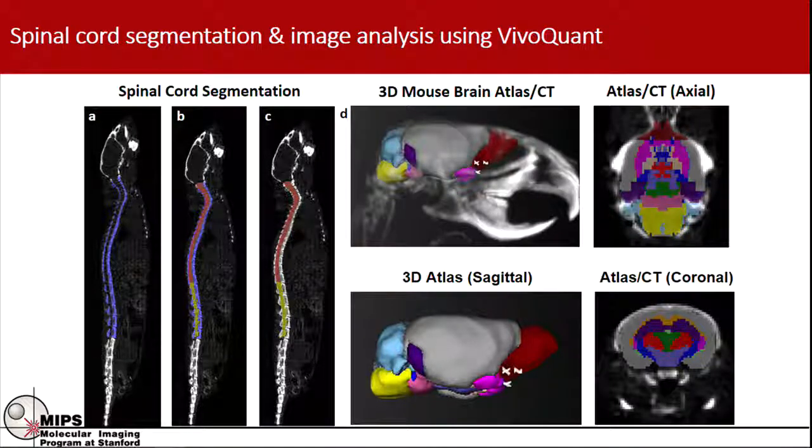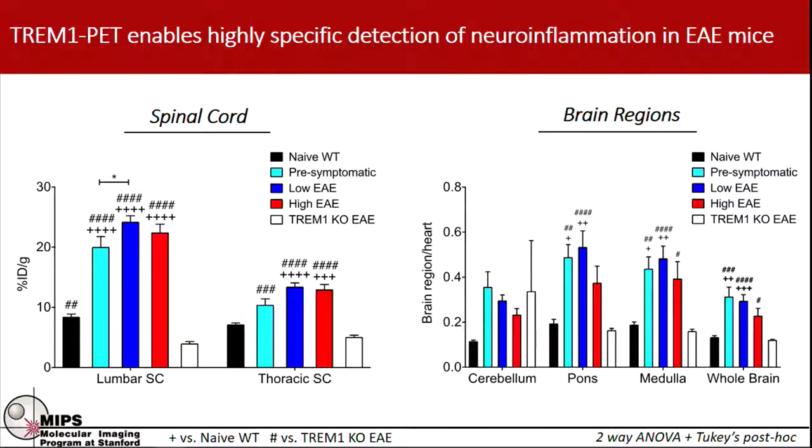We then go on to do specific image analysis where we can segment out the spinal cord and use a 3D mouse brain atlas. And I won't go through this, but all of this quantitation reflects what we saw in the images. Highly significant differences with percent ID per gram, like 20% in the spinal cord, which is really nice.